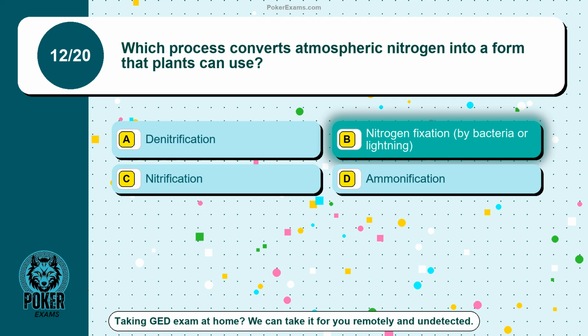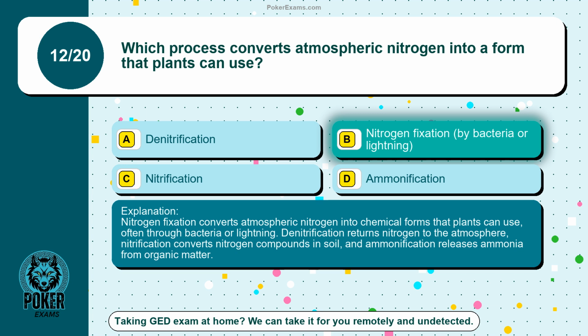The correct answer is option B. Nitrogen fixation, by bacteria or lightning. Nitrogen fixation converts atmospheric nitrogen into chemical forms that plants can use, often through bacteria or lightning. Denitrification returns nitrogen to the atmosphere, nitrification converts nitrogen compounds in soil, and ammonification releases ammonia from organic matter.